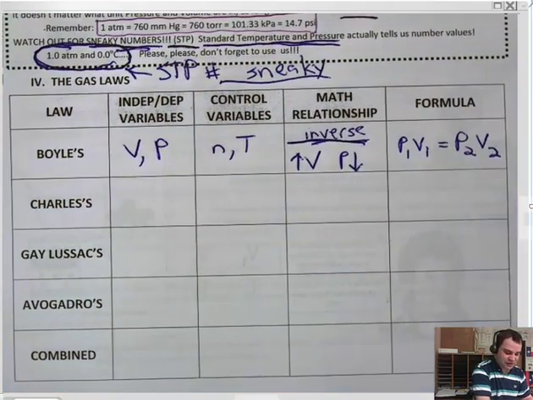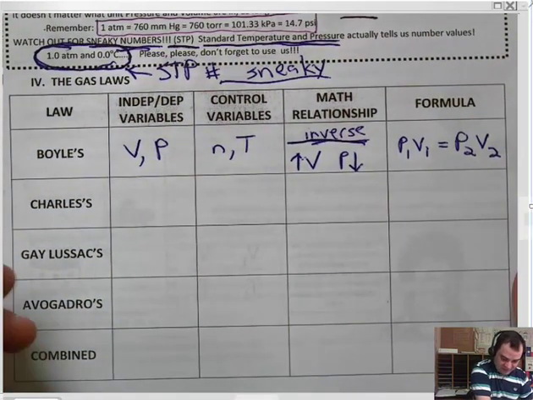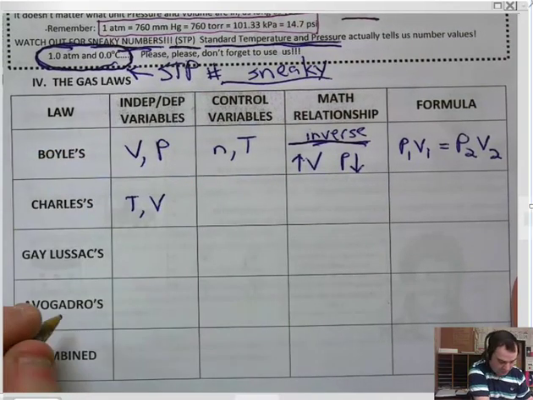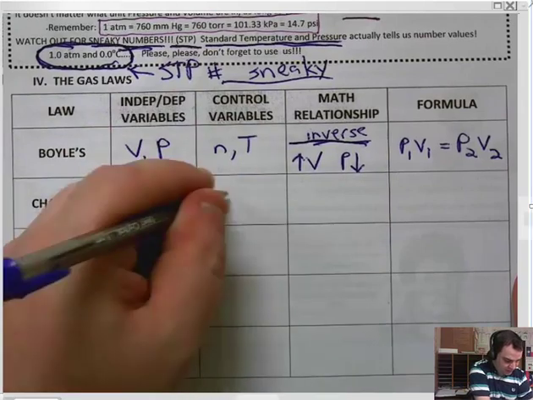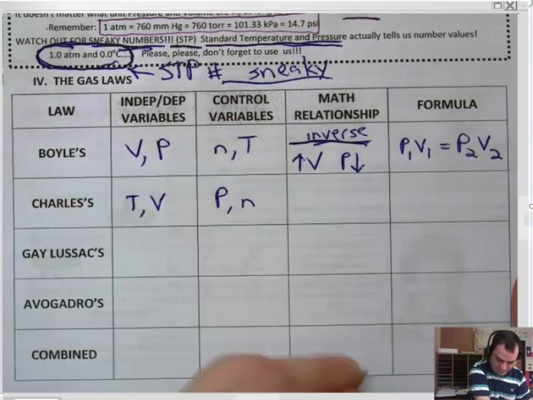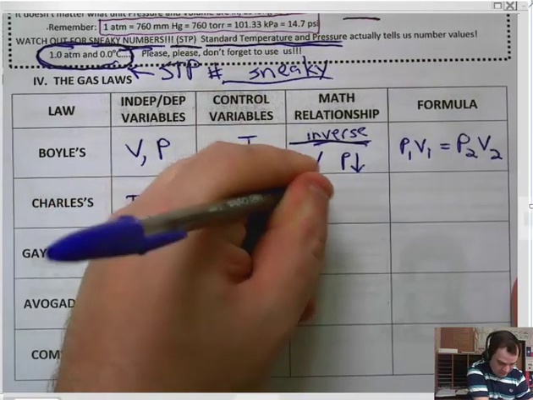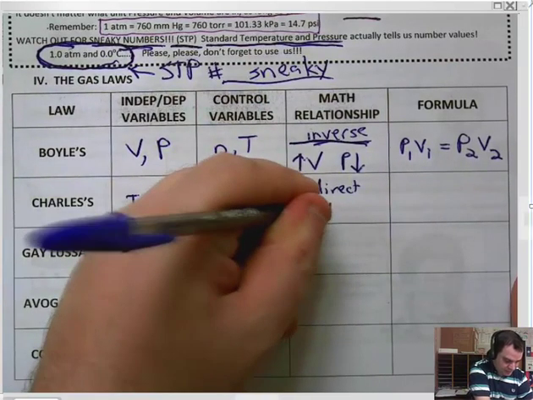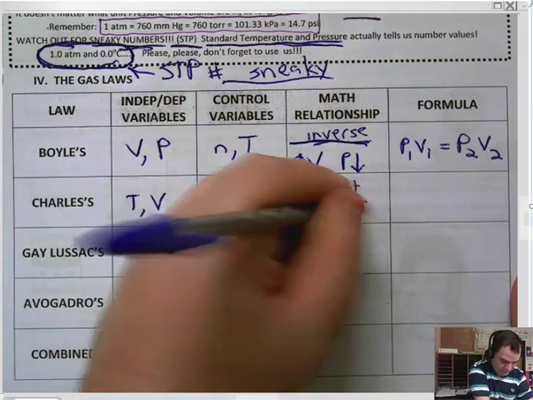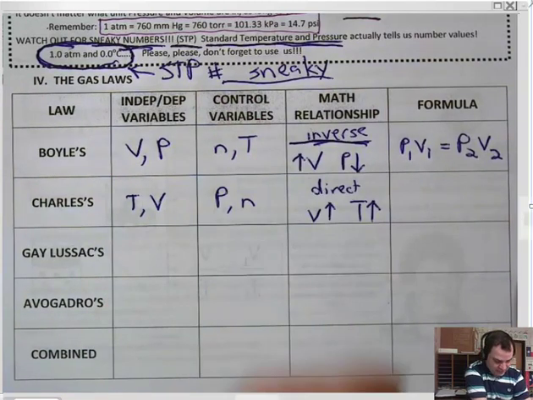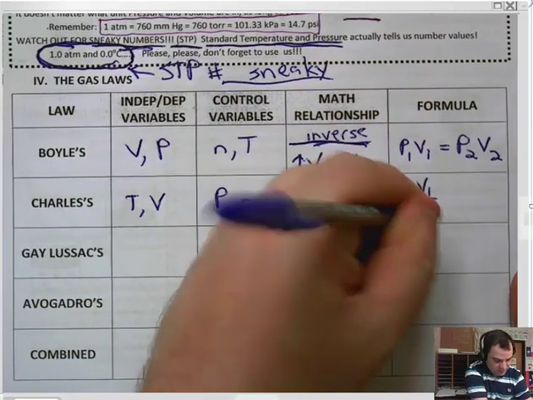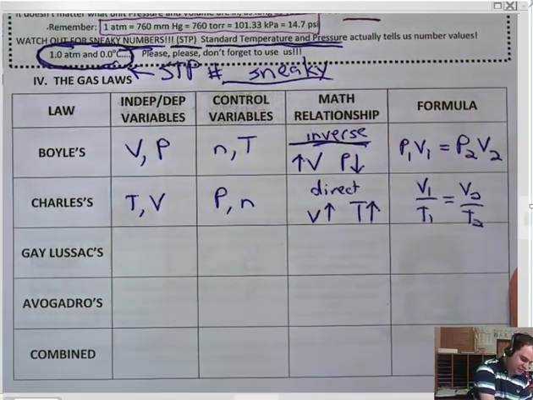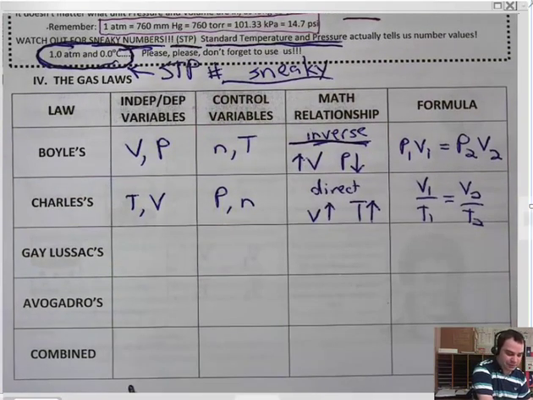Okay? Charles's law. Charles's law is TV because Charles in Charge was on TV. I remember watching that show when I was a kid. So my control variables are P and N. This is a direct relationship. If the volume goes up, the temperature goes up. And this is a proportion. V1 over T1 equals V2 over T2. Okay? Boyle's law is the only one that is not proportional.